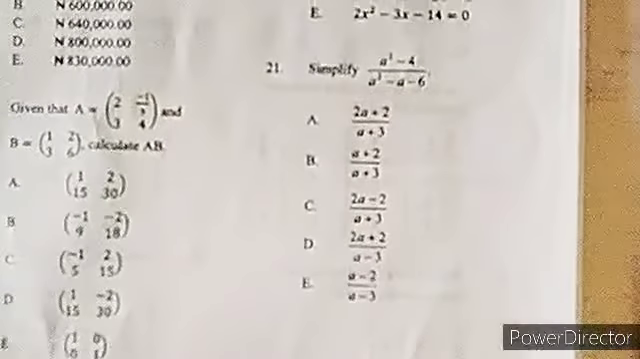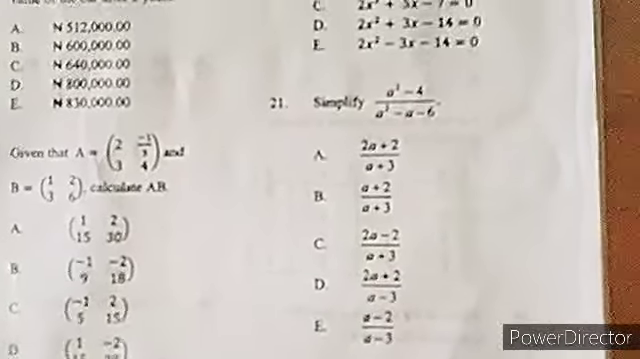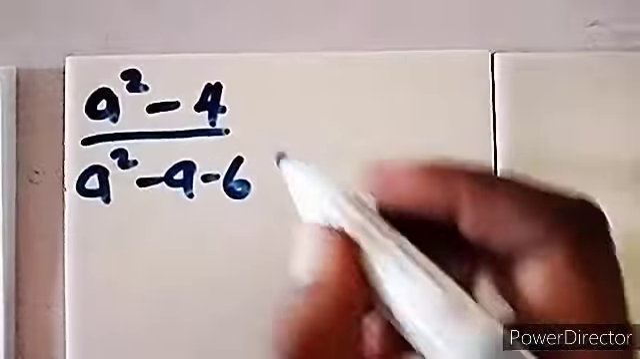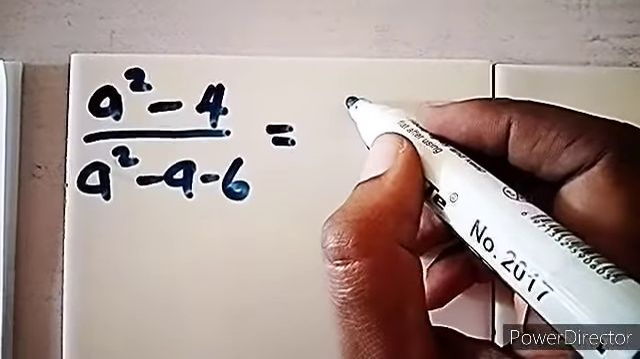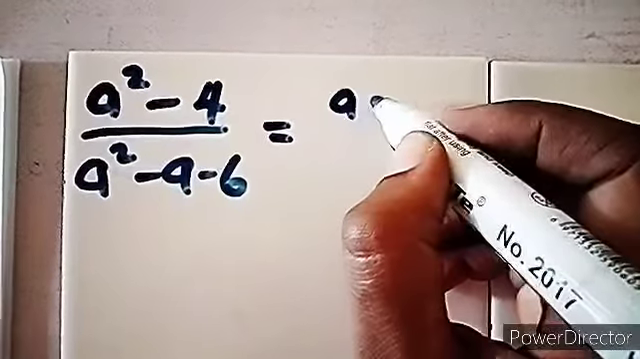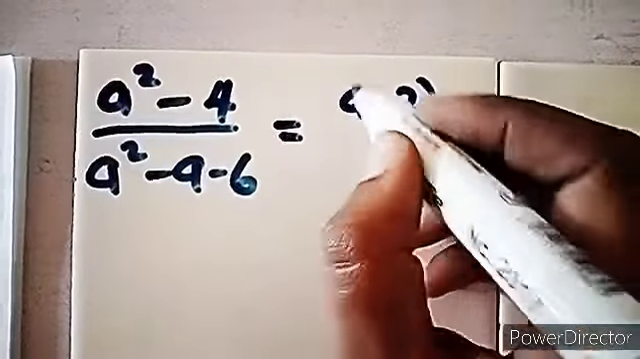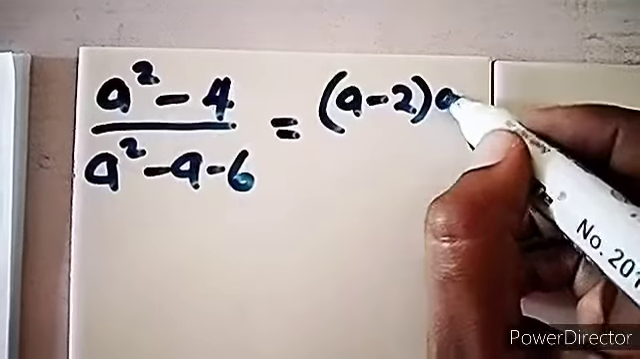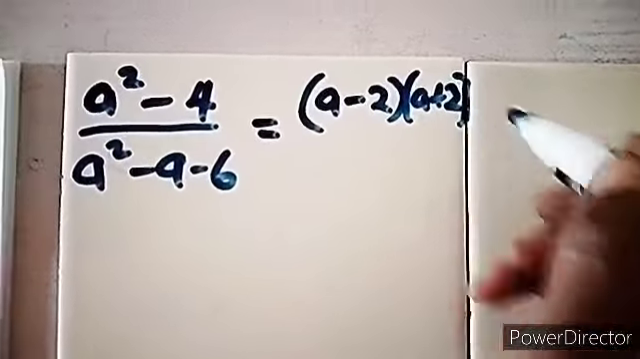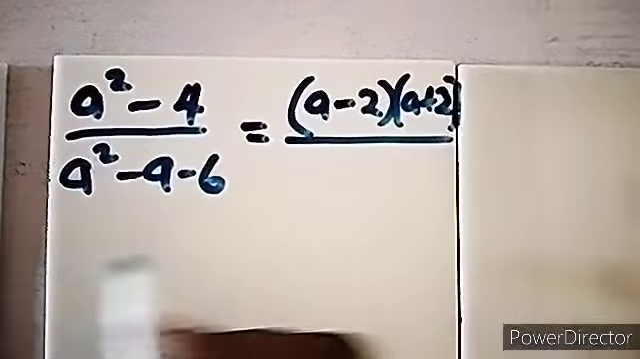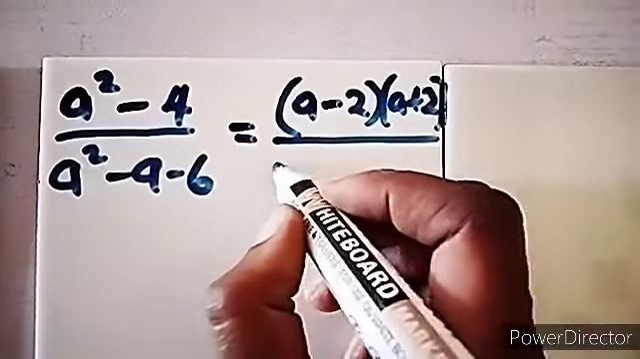And so this first question that we found in the WAEC, we're going to simplify it. And the question is as follows. First of all, we're going to break down the numerator into its factors, which will give us a minus 2 bracket and a plus 2 bracket close. If you expand this numerator, you will get a squared minus 4.